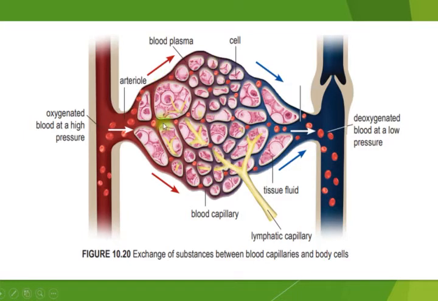So around the blood capillaries here, there are body cells. There is an exchange of substances between the blood capillaries and the body cells. At the same time, when the exchange of substances occurs, the tissue fluid also forms. Make sure you are familiar with this diagram. If the question asks you about the formation of the tissue fluid or interstitial fluid, you have to explain this diagram. Don't worry, we are going to discuss this.